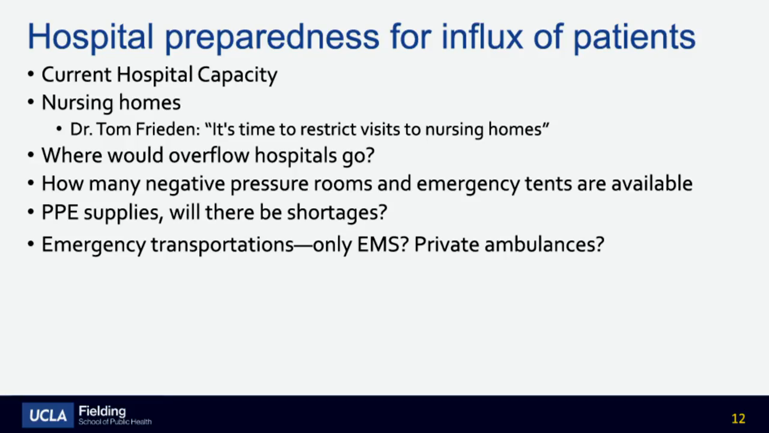So talking a little bit more about hospital preparedness for influx of patients, I think that this goes beyond just hospitals. We need to think about nursing homes and other facilities where people who will be at risk will be placed, and I think it's going to be very, very important to be thinking about that. In particular, nursing facilities we need to think about, because we have older people who are at great risk for contracting infection and for having poor outcomes.